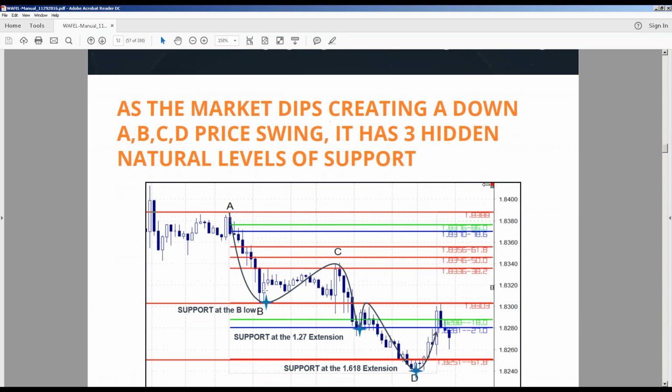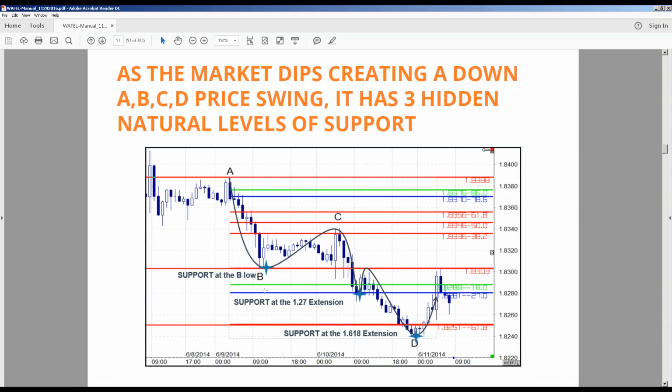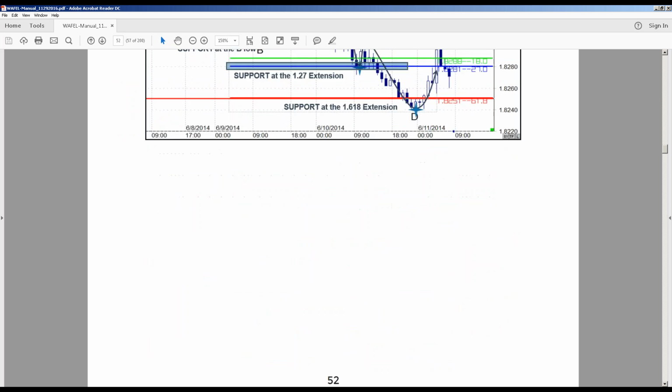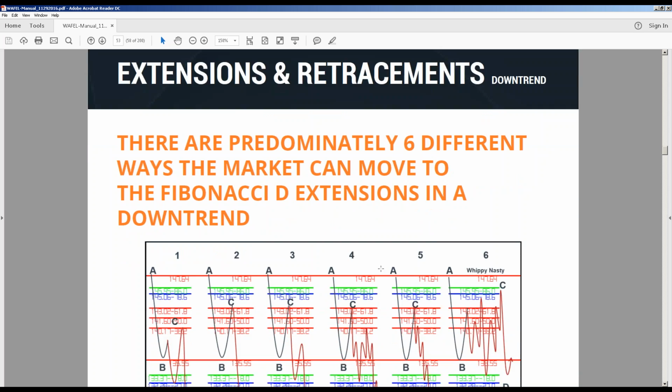Right. As the market dips, creating a down ABCD, it has 3 hidden natural levels of support. Here you have a down AB boundary. The market bounced against the 382. Now, if the market doesn't give you a deep retracement, it's bound to find support at the 127 extension. It could even come back and give you a deeper retracement.